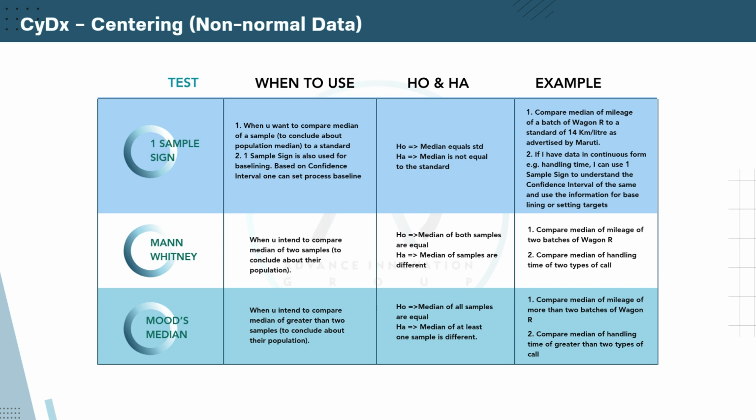Column 4. Example. Practical illustrations are provided for each test. 1 sample sign. 1. Checking if a batch of Wagon R cars meets the advertised fuel efficiency of 14 km per liter. 2. Using it to define a baseline for process handling time. Mann-Whitney. 1. Comparing median mileage between 2 batches. 2. Comparing median handling time between 2 call types. Mood's median. 1. Comparing mileage across multiple batches. 2. Analyzing median handling time across more than 2 call categories.